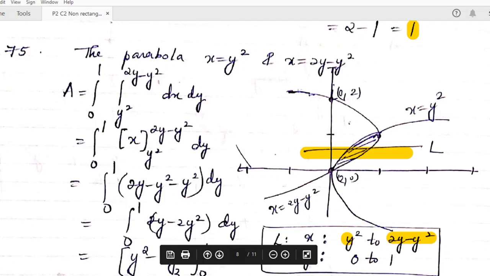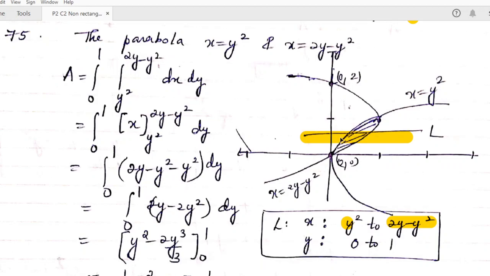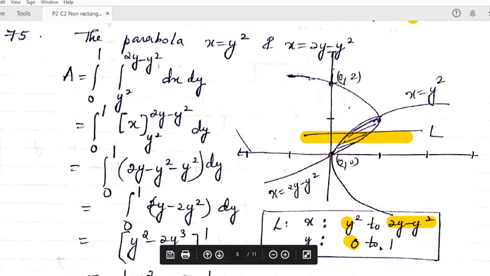Now we can see that we have to find the limit of x, y. So to find the limit of y, we have to shift this line so that the line covers our whole region. This point is (1, 1). This is (0, 0). So we can see that this line L covers this region when we shift from this point to this point. So at this point, the value of y is 0. At this point, we know that this point is (1, 1). So at this point, the value of y is 1. So the limit of y is from 0 to 1.